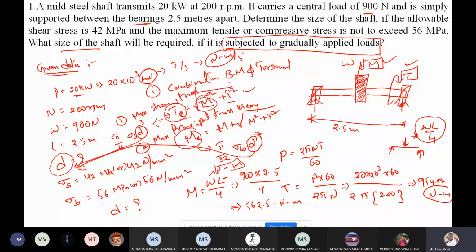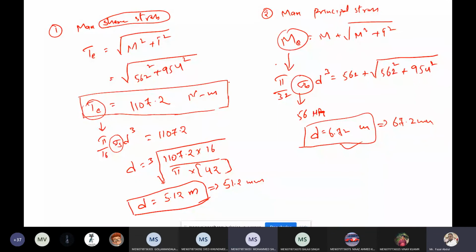Sir, what is the actual diameter then? I mean, what is the actual diameter of the shaft, when there are this many diameters? Whenever you select the first two, according to the maximum shear stress theory and the maximum principal stress theory, you got two diameter values, 5.12 and 6.72. These two diameters are for when the shaft is not subjected to any fluctuating loads.